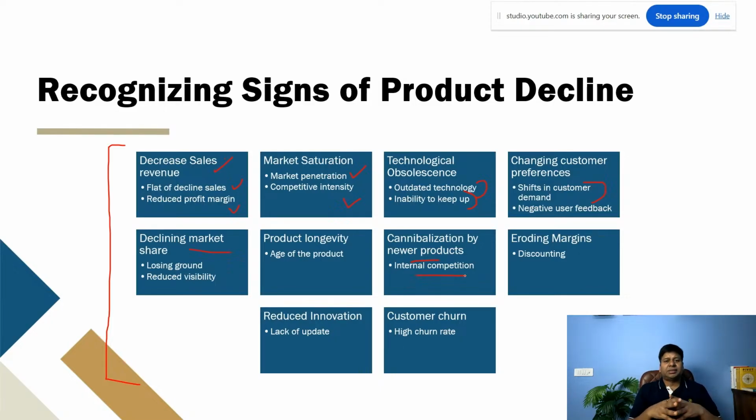Eroding margins: we have to give a lot of discounts, margins are not there. Reduced innovation: we are not able to innovate. Customer churn: there is high churn among customers. Customers use our product today, another product tomorrow, but loyalty is not there. So if the majority of these things are true about your product at any given point in time, think about this as the declining phase.